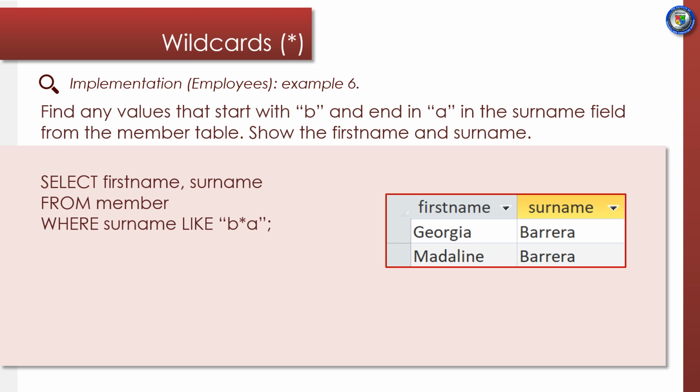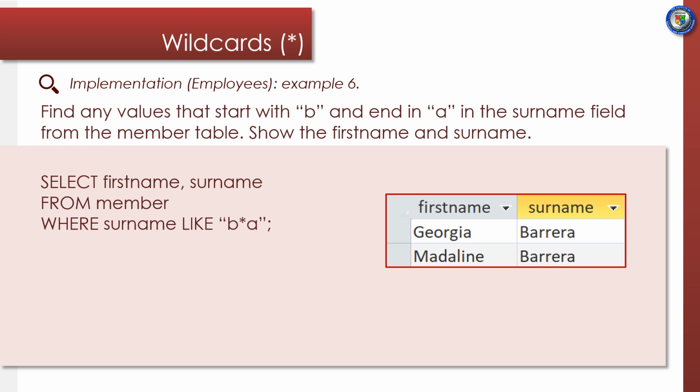In our final implementation example, we will find any values that start with B and end in A in the surname field from the member table. We'll show the first name and surname. So to be clear, our surnames must start with B and end with A. Our query is as follows. Select first name and surname from member, where surname like B asterisk A.